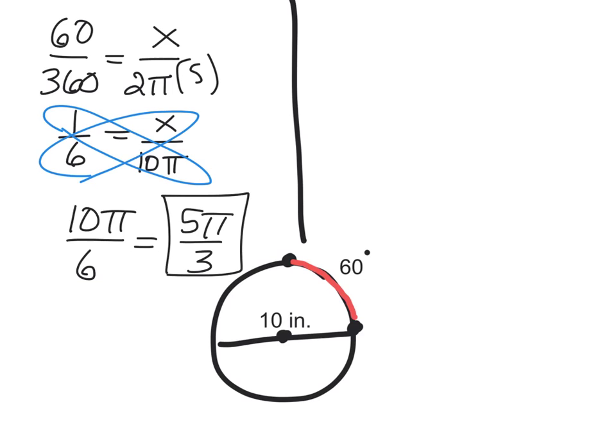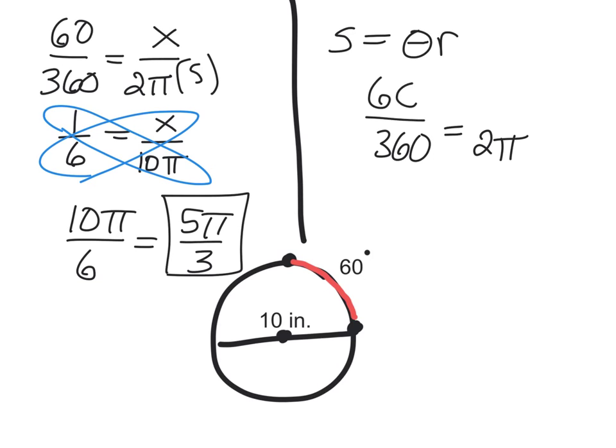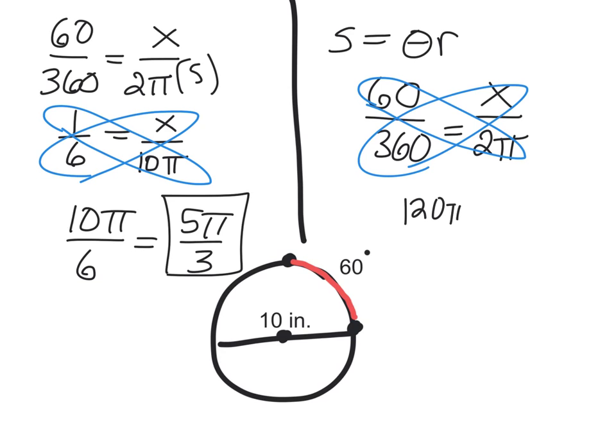Let's do it using our formula for arc length. Remember, it's arc length equals the radians times the radius. So we need to know how many radians are equal to 60 degrees. Remember that 360 degrees equals 2 pi radians. We want 60 degrees. So how many radians would that be? We can cross multiply and divide here too. We'll end up with 120 pi over 360, or pi over 3 radians.